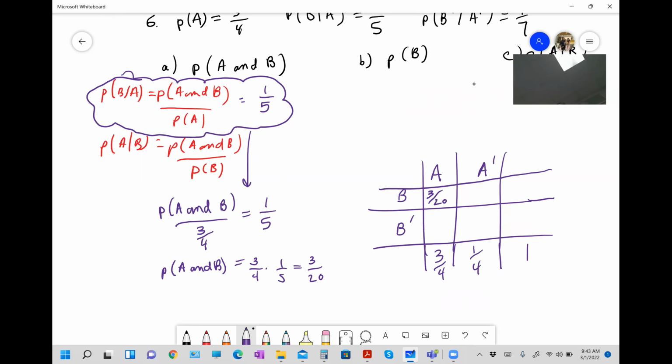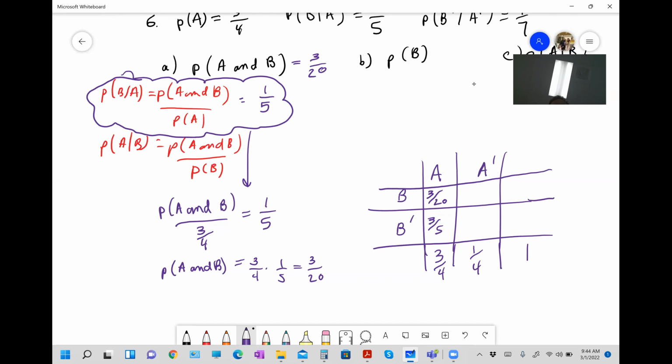And now, 3/20 plus A and not B must equal 3/4. So if you take 3/4 and subtract 3/20, you'll get A and not B. We take 3 divided by 4 and subtract 3 divided by 20. So we have 3/5. This here is 3/5. We may or may not need it, but we're filling up the chart.